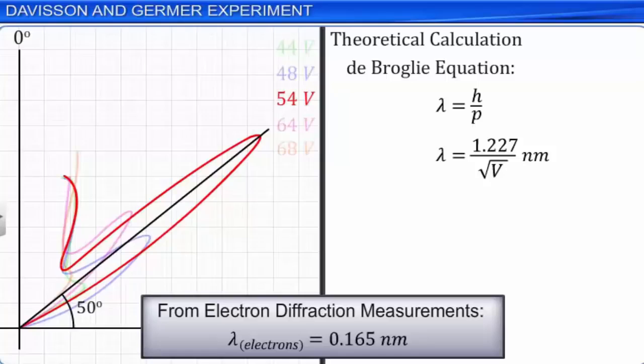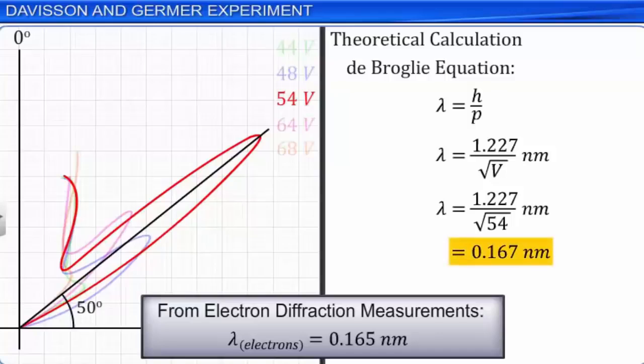In this experiment for diffraction of electrons, the peak value of intensity was observed at 54 volt. On substituting this value in the equation and simplifying, we get the associated wavelength equal to 0.167 nanometer. This theoretical value is in agreement with the experimentally obtained value of de Broglie's wavelength for electrons. The Davison-Germer experiment thus confirms the wave nature of electrons and the validity of de Broglie relation.